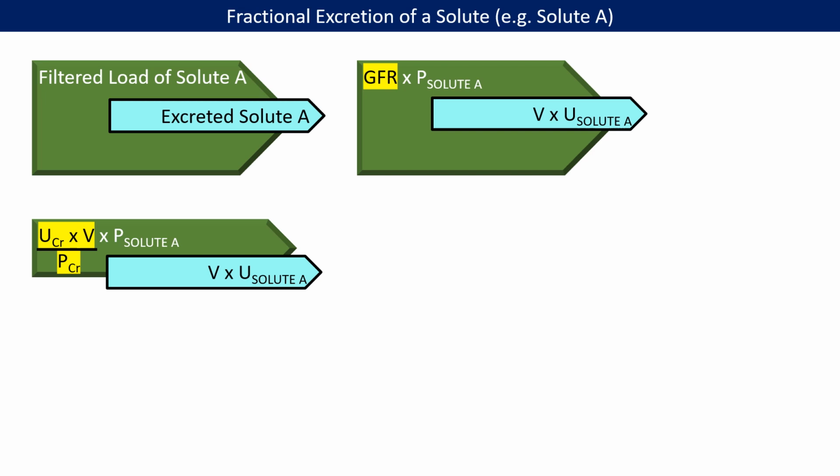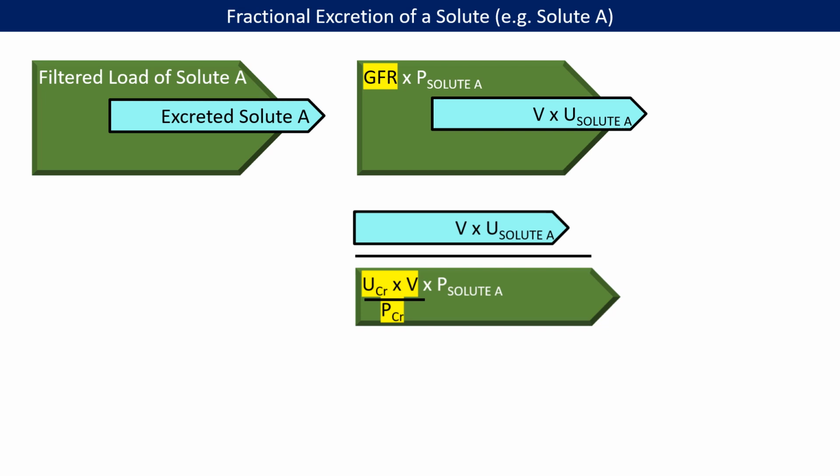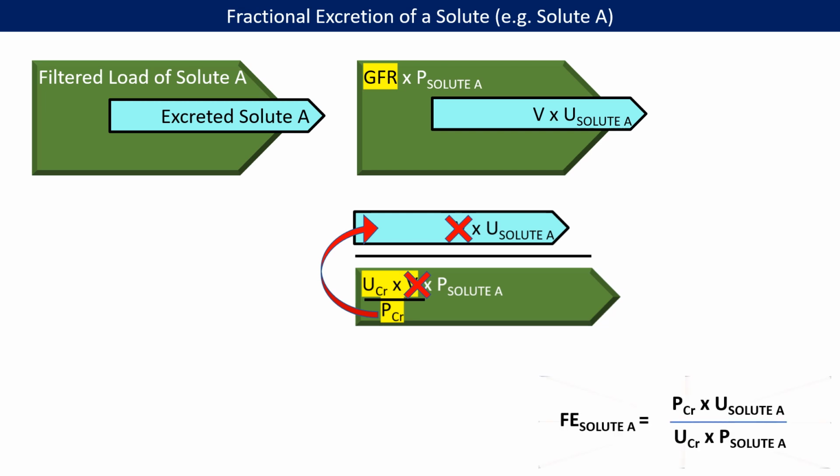urine output rate. The fractional excretion of solute A is the amount of solute A that is excreted over the filtered load of solute A. This is the equation for the fractional excretion of solute A. We simplify the equation and cancel out the V in the numerator and denominator and move the plasma creatinine up to the numerator. The fractional excretion of solute A becomes plasma concentration of creatinine times urine concentration of solute A, divided by urine concentration of creatinine times plasma concentration of solute A.